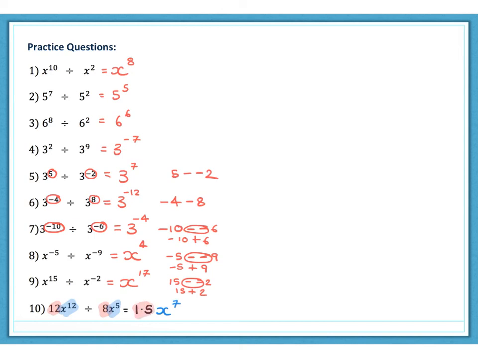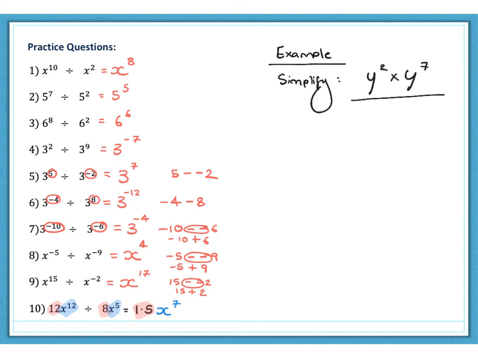Now we're going to finish off with one last example. Think about how we would simplify something like this. Y squared multiplied by y to the 7 all divided by y cubed. How would we approach that? Well, let's start with this part here, the numerator. Y squared multiplied by y to the 7, y to the 9.